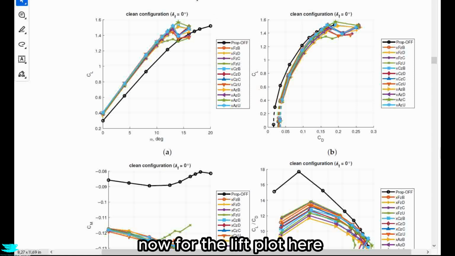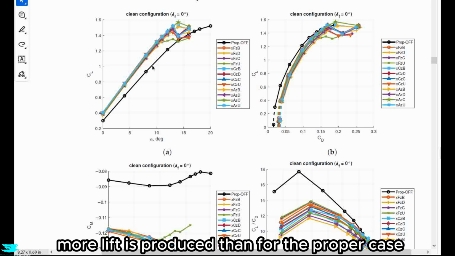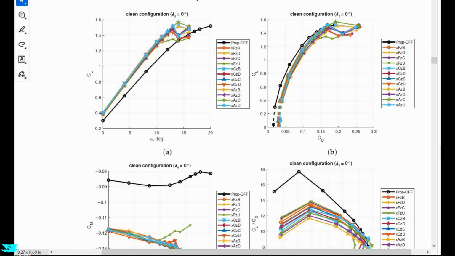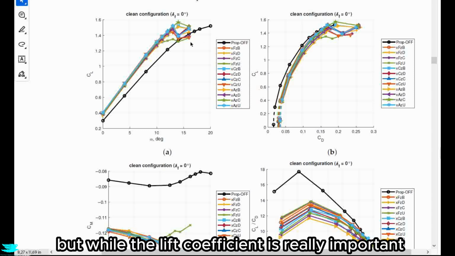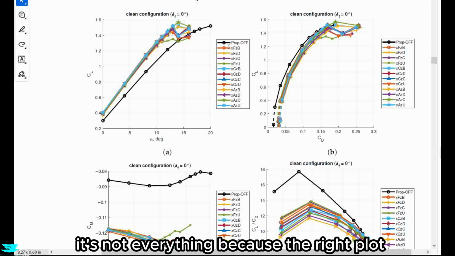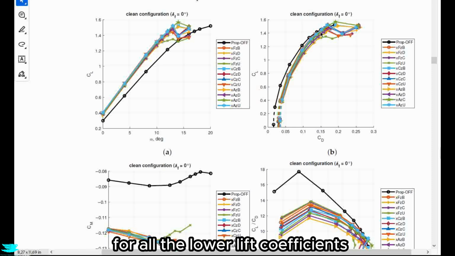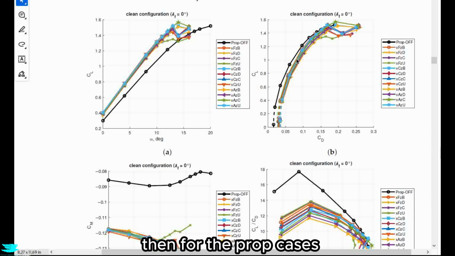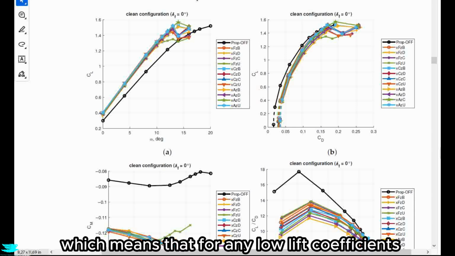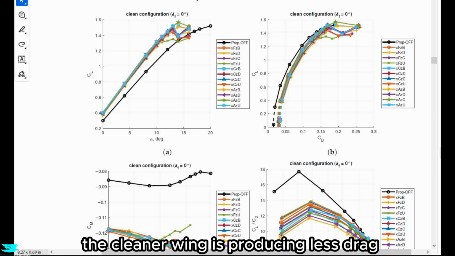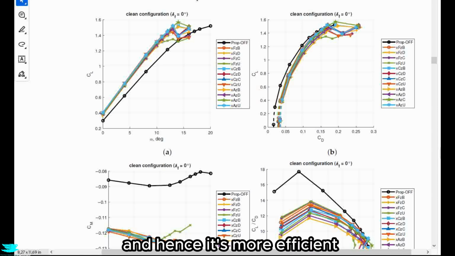Now for the lift plot here, for all prop configurations, more lift is produced than for the prop off case, which is the black line. But while the lift coefficient is really important, it is not everything, because on the right plot, as we see here, we get a steeper slope for the black line for all the lower lift coefficients than for the prop cases, which means that for any low lift coefficients, the clean wing is producing less drag and hence it's more efficient.